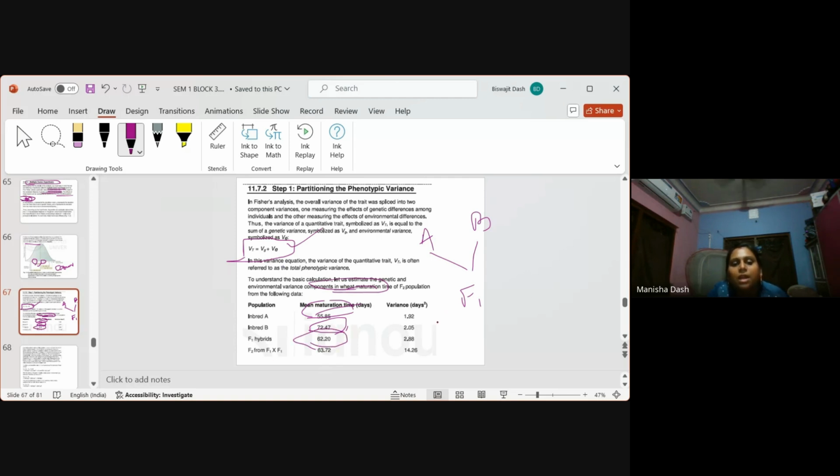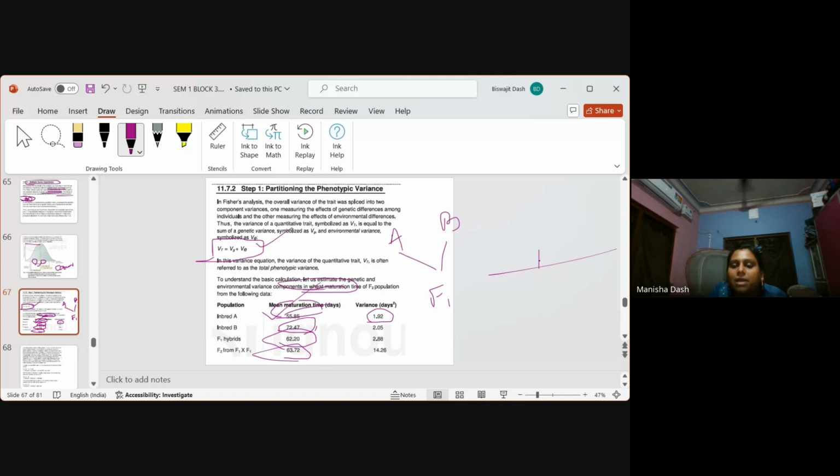Now, what is the maturation time in the F2 generation? It is similar to the F1 generation, that is 63. Now if we look into the variance, how the individual plants differ from the mean maturation time, the summation of that is about 1.92. That means every plant in the population will have a little difference in maturation time from one member to another. So why is the maturation time differing? Because of the environmental effect. So this is nothing but your VE.